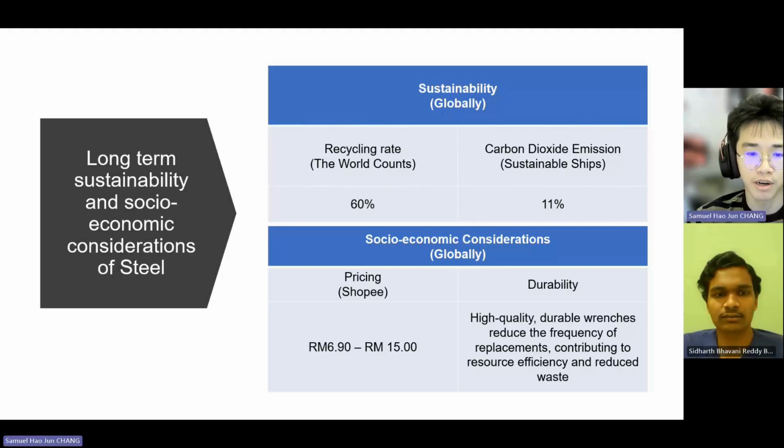For the socio-economic part, data taken from the shopping website Shopee shows that the market price for a spanner is roughly around 6 ringgit 90 cents to 15 ringgit, depending on the size and materials. It is worth taking note of the durability of steel, which is highly durable, making it able to have a longer lifespan, contributing to resource efficiency and reducing waste.